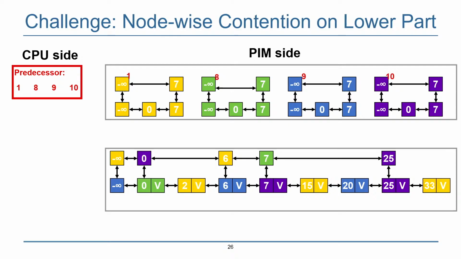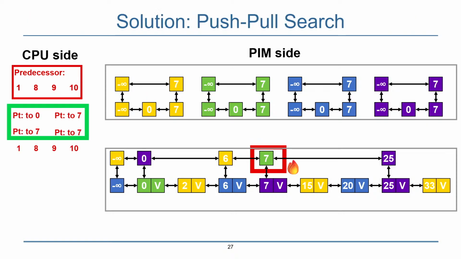This is also covered before. We can have load balance even if we have a randomly distributed lower part. And our solution is a push-pull search. One thing I want to emphasize here is that the push-pull search is somehow a win-win in our case, because we want to achieve 2 things.